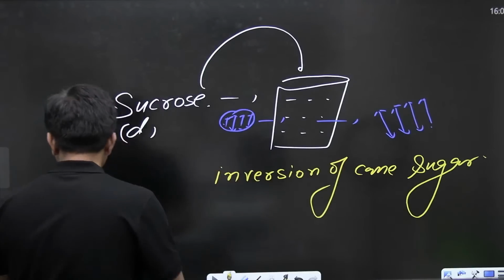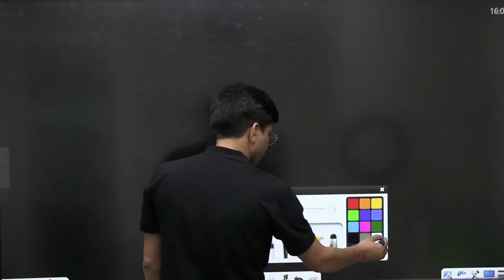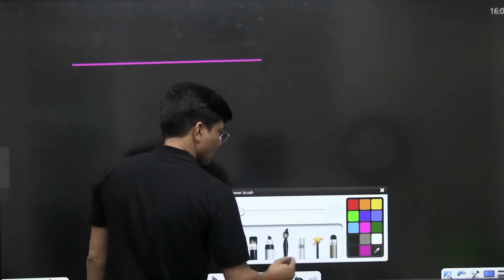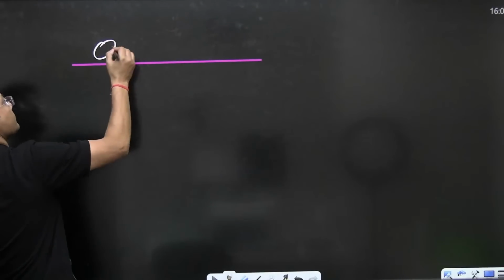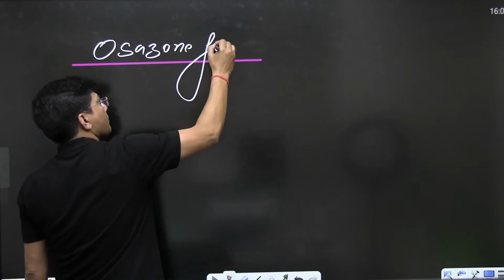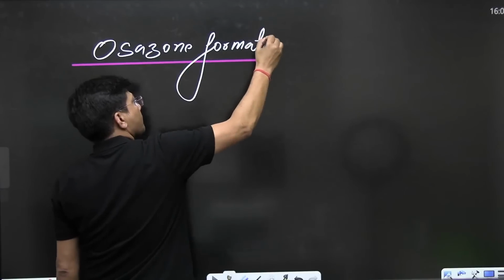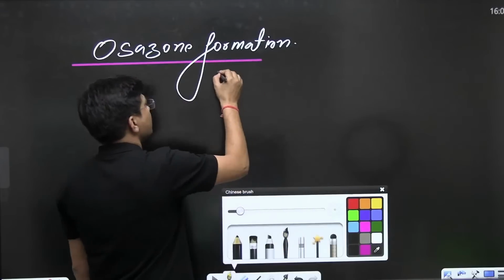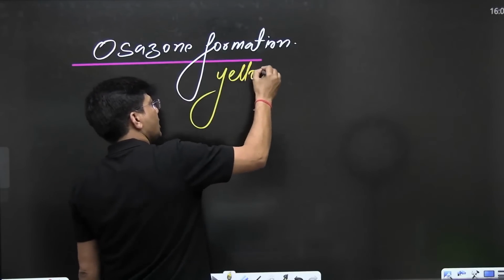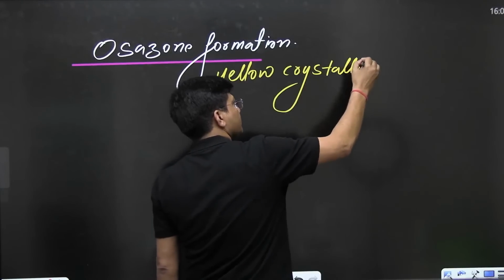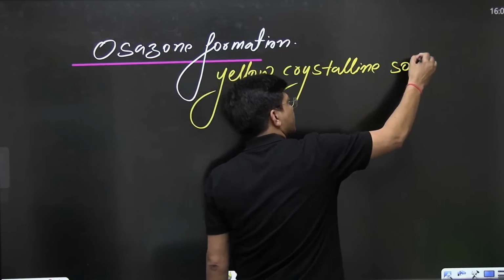So, see those two reactions. The most important reactions I am going to tell you. Osazone formation. Osazone is a yellow crystalline solid.